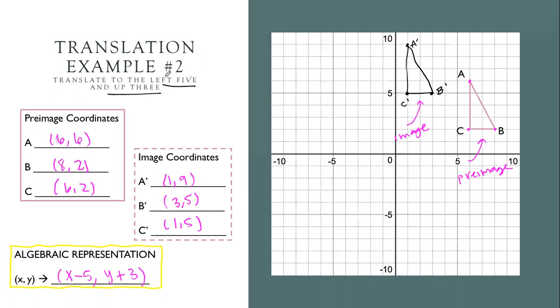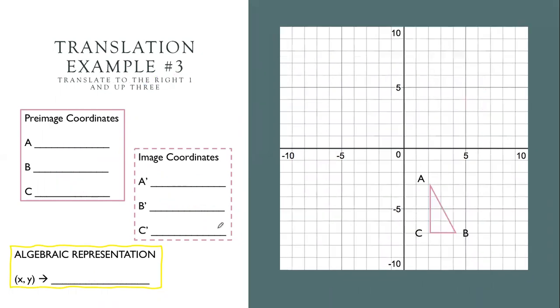Okay, so what I want you to notice, if I'm going to the left, that's the x-axis. So going to the left is going down the number line, so that's why I'm subtracting 5. If I'm going up 3, that's the y-axis. So that's going up the y-axis, that's why it's adding 3. Okay, one more example. Example number 3.